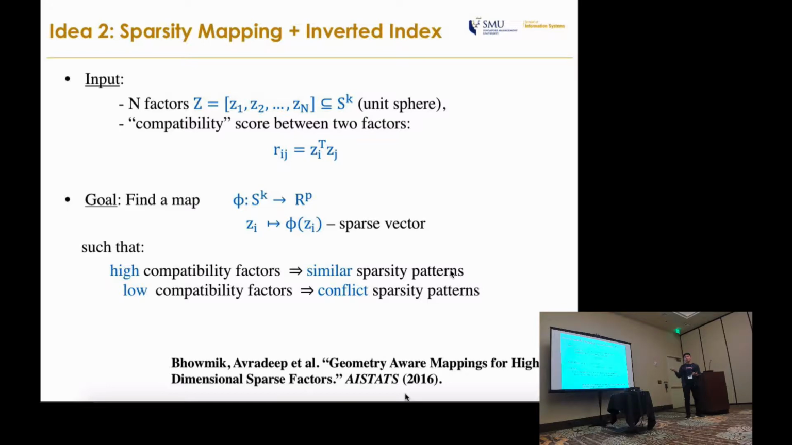The basic idea is that the compatibility between the data vectors is based on inner product, and you want to map this data representation into sparse form. If the two vectors are highly compatible, then you convert them into sparse vectors with similar sparsity patterns. Whereas if the inner product between the two vectors is low, then you convert them into sparse form in which they have very different and conflicting sparsity patterns.